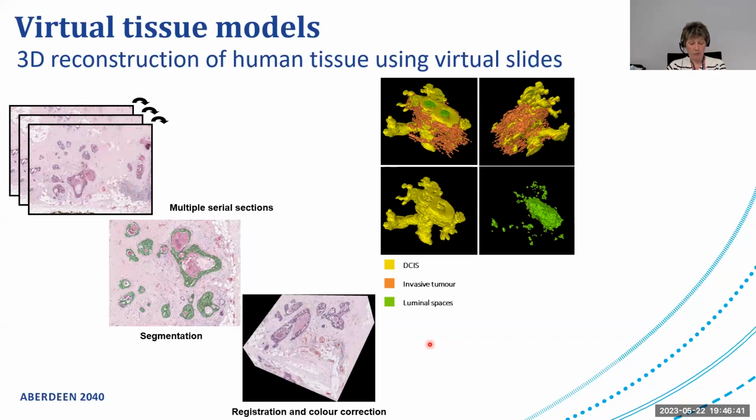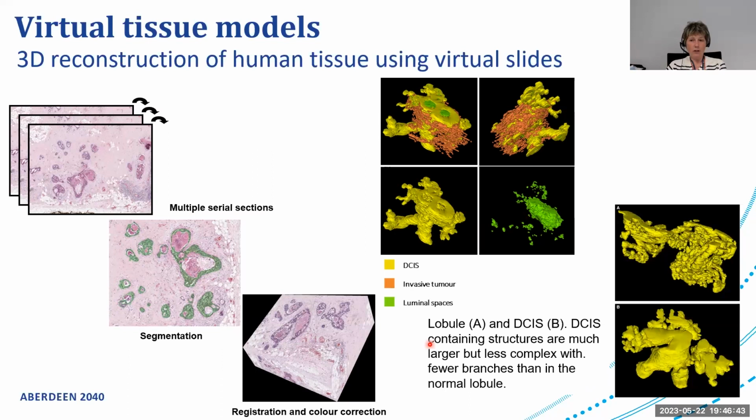But the thing that we really were able to notice was that the lobule from which the DCIS develops, so the lobule is this top panel A here, has much more branch-like structures, more complex than what we see in the DCIS model, which is the panel here that I'm showing. The DCIS is much larger, but it's more simple in structure.